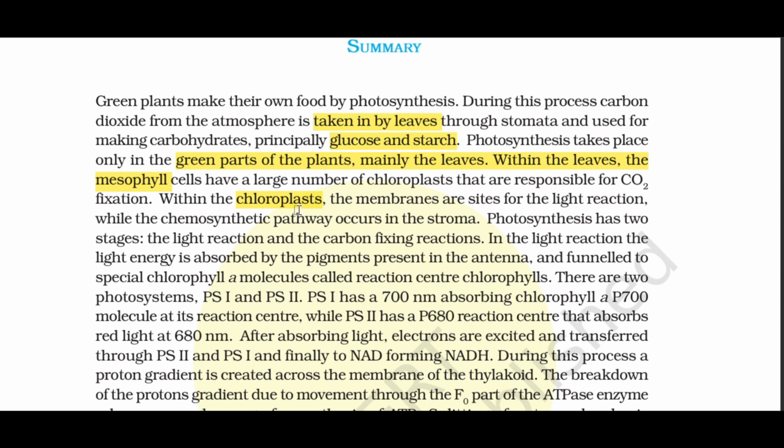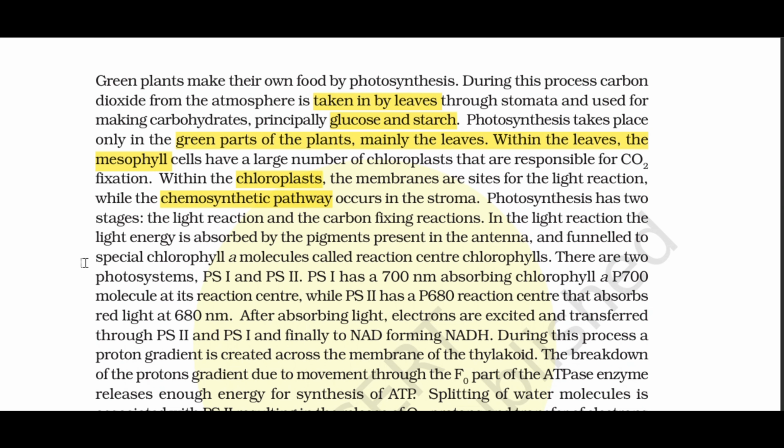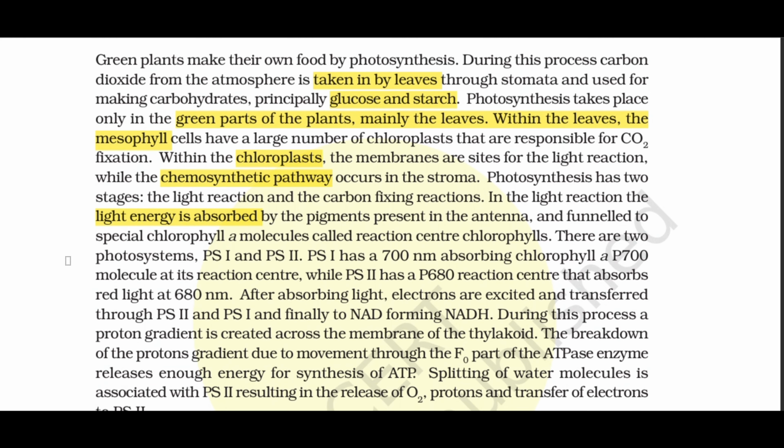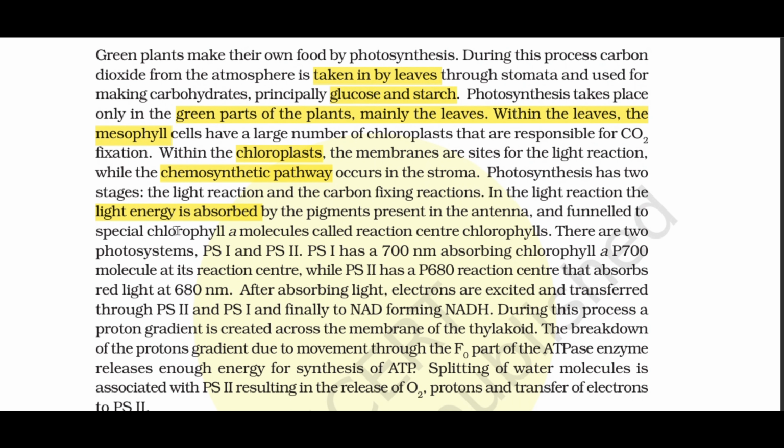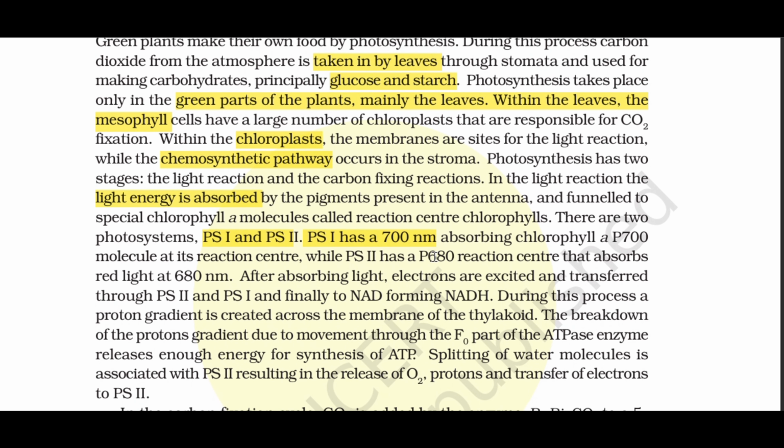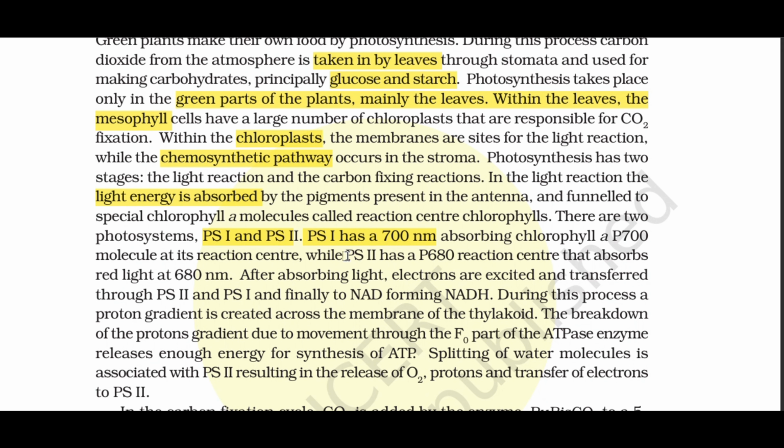Photosynthesis has two stages, the light reaction and the carbon-fixing reactions. In the light reaction, the light energy is absorbed by the pigments present in the antenna and funneled to special chlorophyll molecules called reaction center chlorophylls. There are two photosystems, PSI and PSII. PSI has a 700 nanometers absorbing chlorophyll a P700 molecule at its reaction center, while PSII has P680 reaction center that absorbs red light at 680 nanometers.